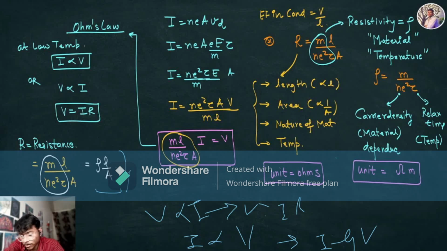So there are some extensions of formulas you have to learn just for numerical purposes. There is the dependency of resistance on the length, area, nature of material, and temperature. It is directly proportional to the length and inversely proportional to area.